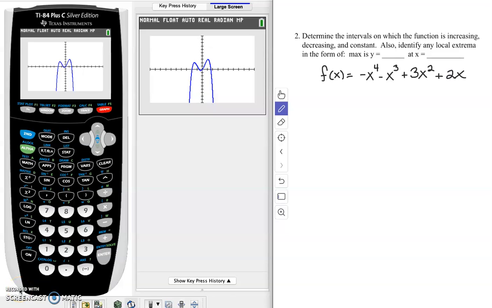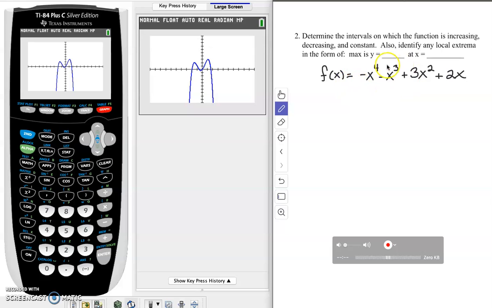In this tutorial, I'll show you how to find extrema on the graphing calculator. In this example, we're told to determine the intervals on which the function is increasing, decreasing, and constant, and we are to identify any extrema in the form of y equals at a given x value.